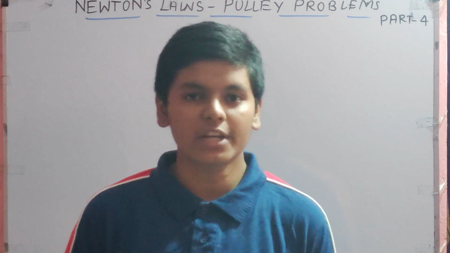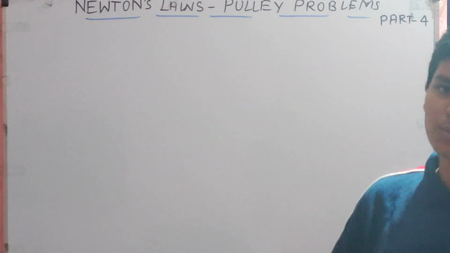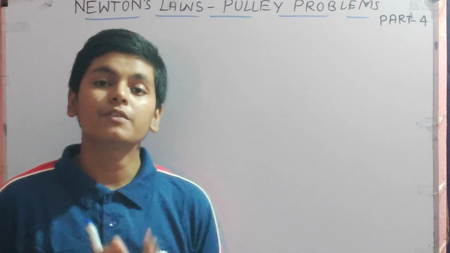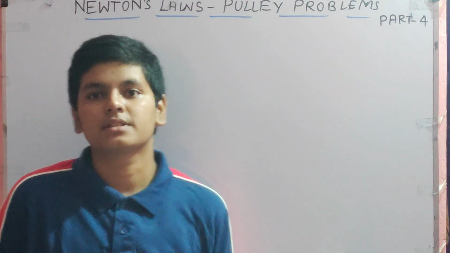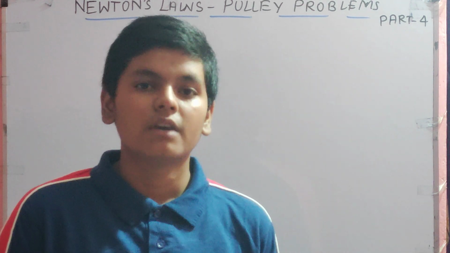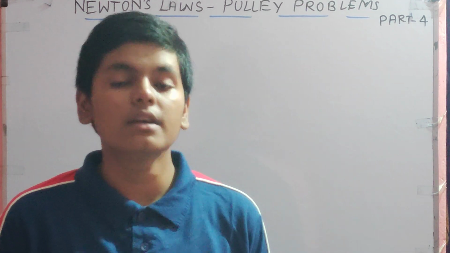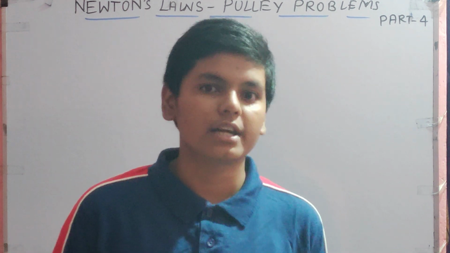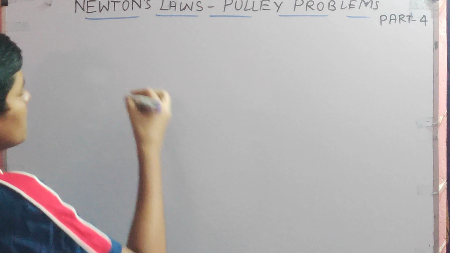Today we are going to continue our topic Newton's laws of motion, and this is our part number 4. In today's video we will be discussing pulley problems. What is a pulley? What are the different kinds of problems in pulley? We will be talking about fixed pulley, movable pulley, and also we will be discussing a special type of pulley arrangement called Atwood's machine.